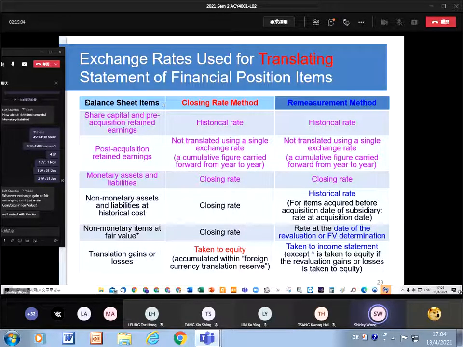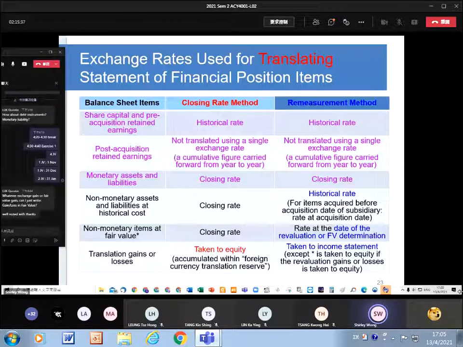So for the balance sheet items, we will have share capital and pre-acquisition retained earnings. Remember, this is from the angle of the group. From the angle of the group, you purchase the subsidiary maybe on 31st of January, 2000, for example. And then on that day, we will have the share capital and also the pre-acquisition retained earnings. So for this share capital and pre-acquisition retained earnings, when we do the translation, we will use the historical rate.